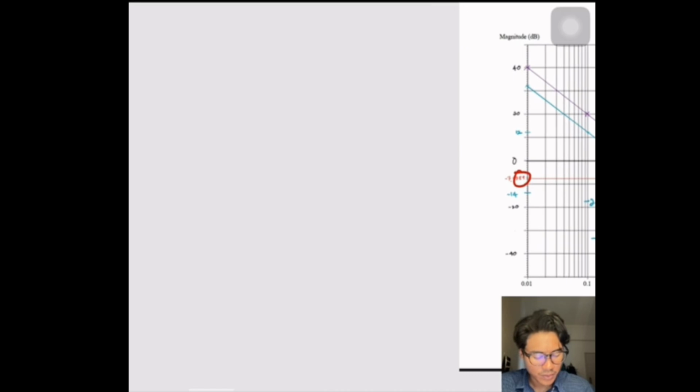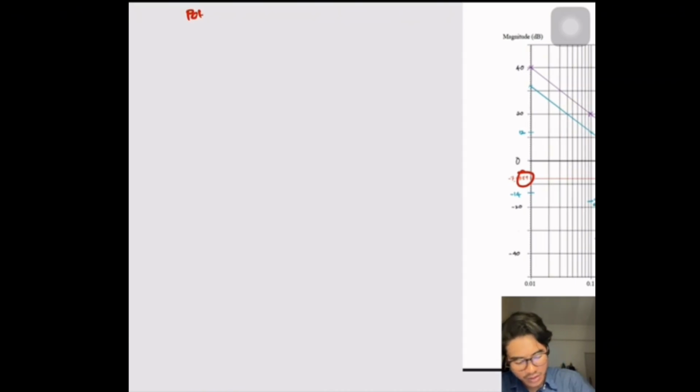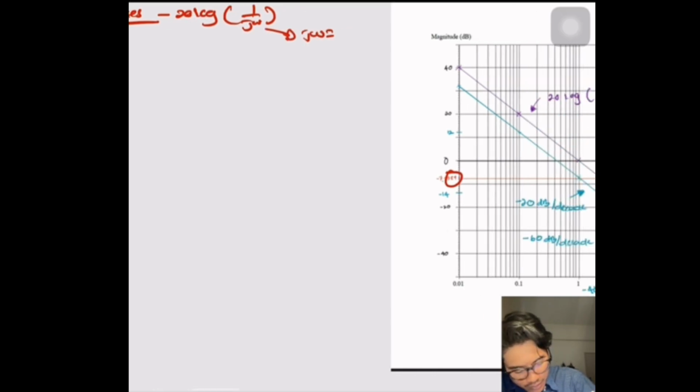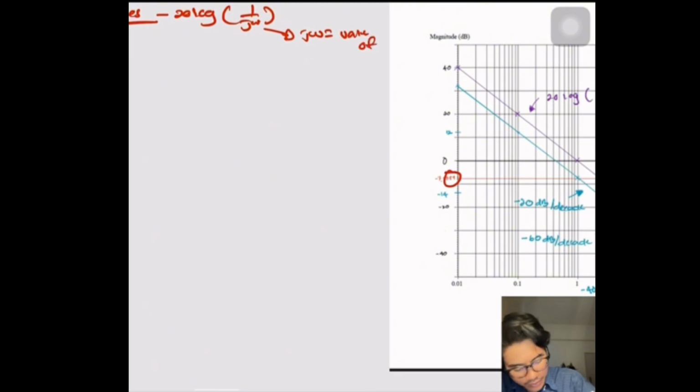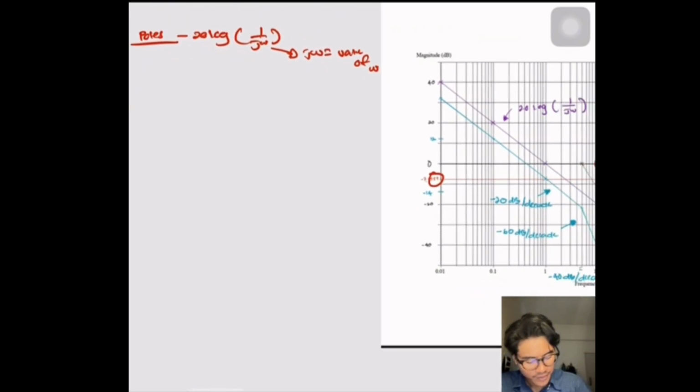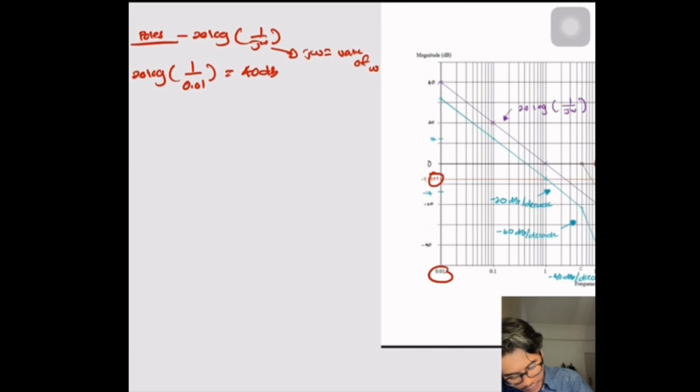After that, we find the pole. For the first pole, we use 20 log 1 over jω. We replace the value of omega. First we put 20 log 1 over 0.01. So what we get is 40 dB. We plot the 40 at this point.